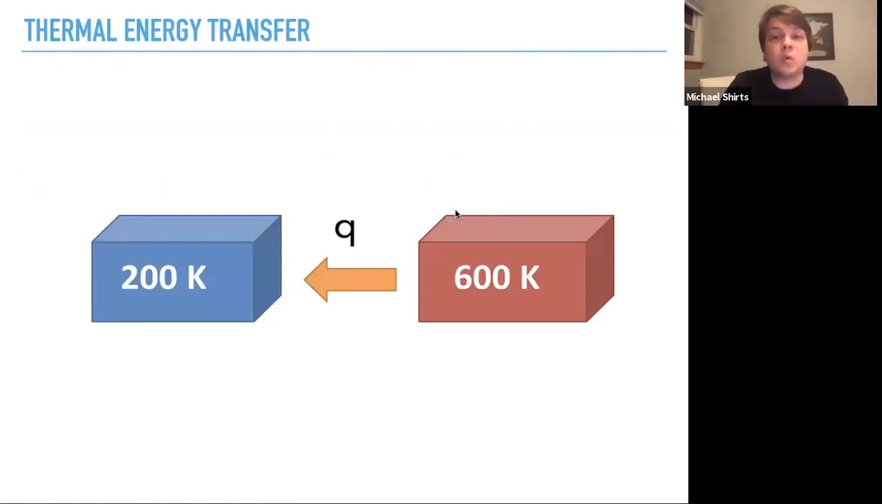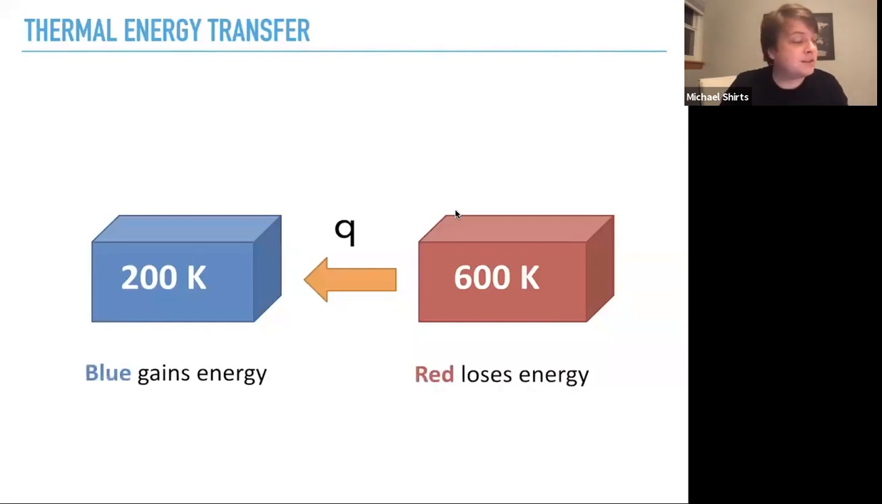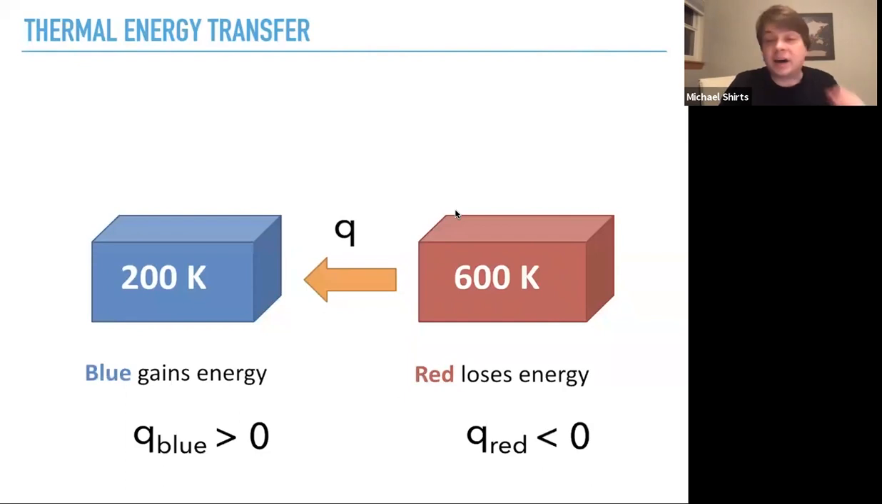Remember, one of the important ways that energy is transferred between systems is as heat. If you have a hot system and a cold system, then heat will be transferred from the hot system to the cold system. The blue system gains energy and the red loses energy. So in this case, the heat transfer into the blue system is positive, and the heat transfer out of the red system is negative.